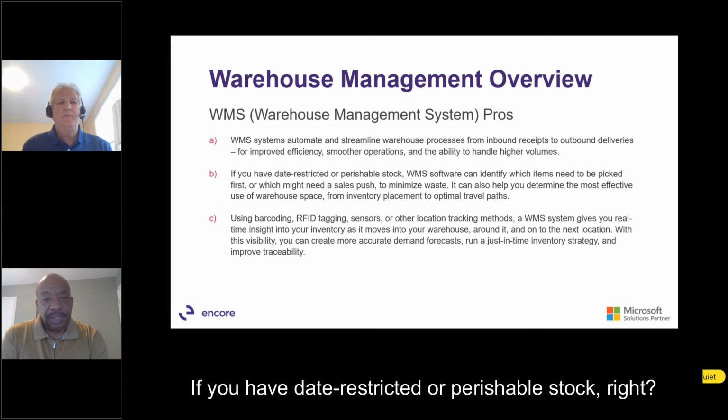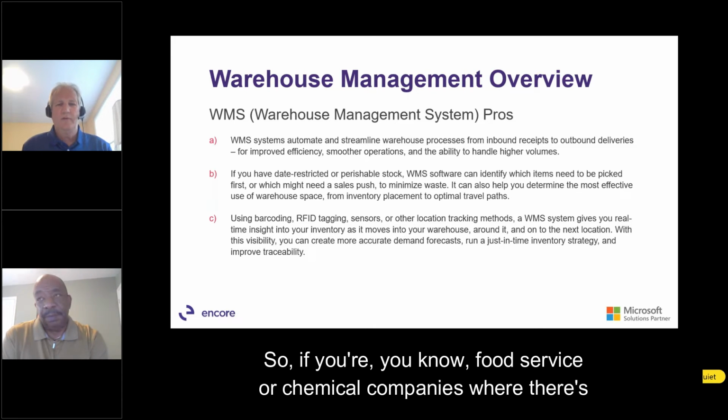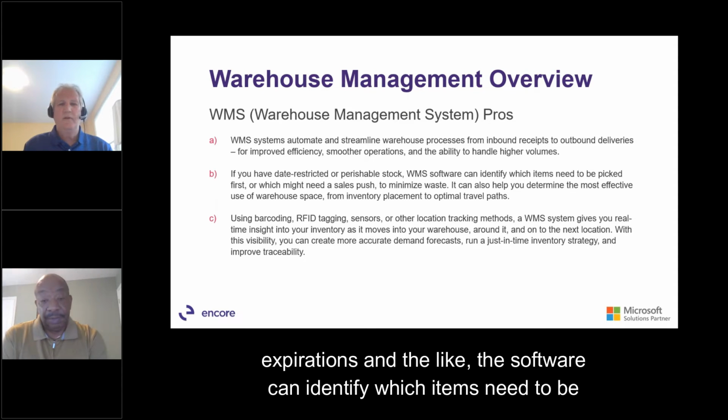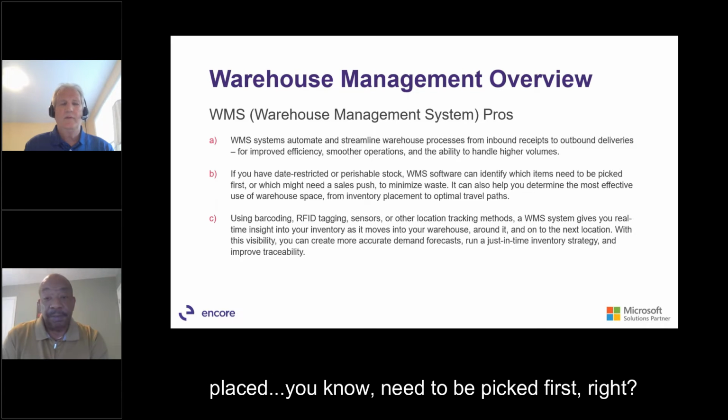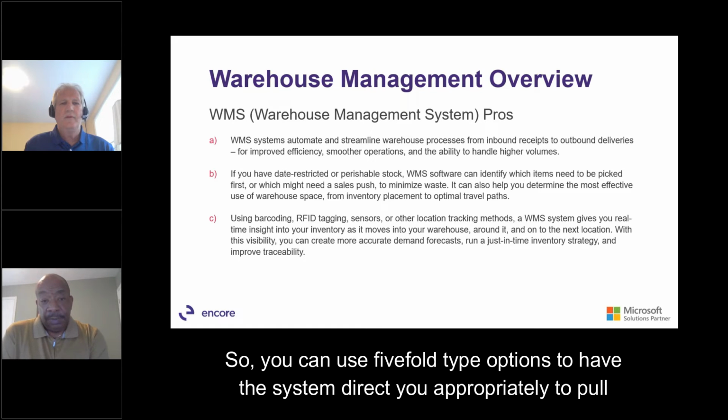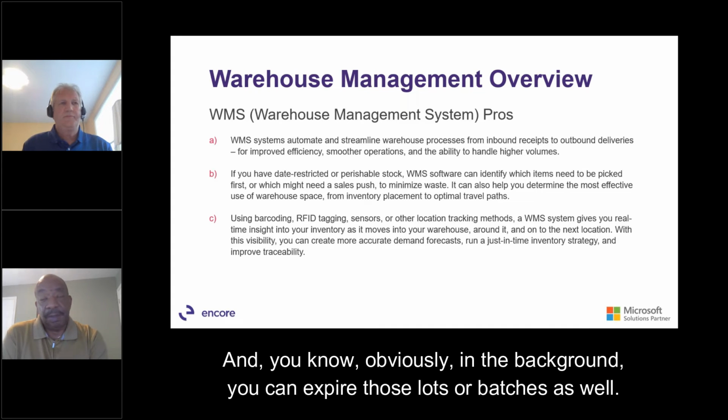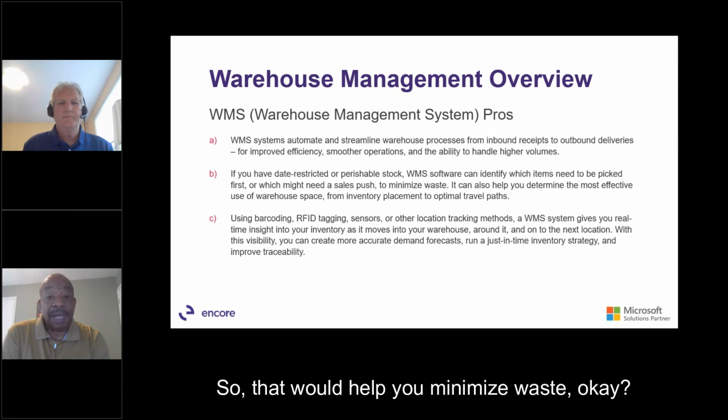If you have date restricted or perishable stock, so if you're food service or chemical companies where there's expirations and the like, the software can identify which items need to be picked first. So you can use FIFO type options to have the system direct you appropriately to pull the oldest first, and obviously in the background you can expire those lots and or batches as well. So that would help you minimize waste.